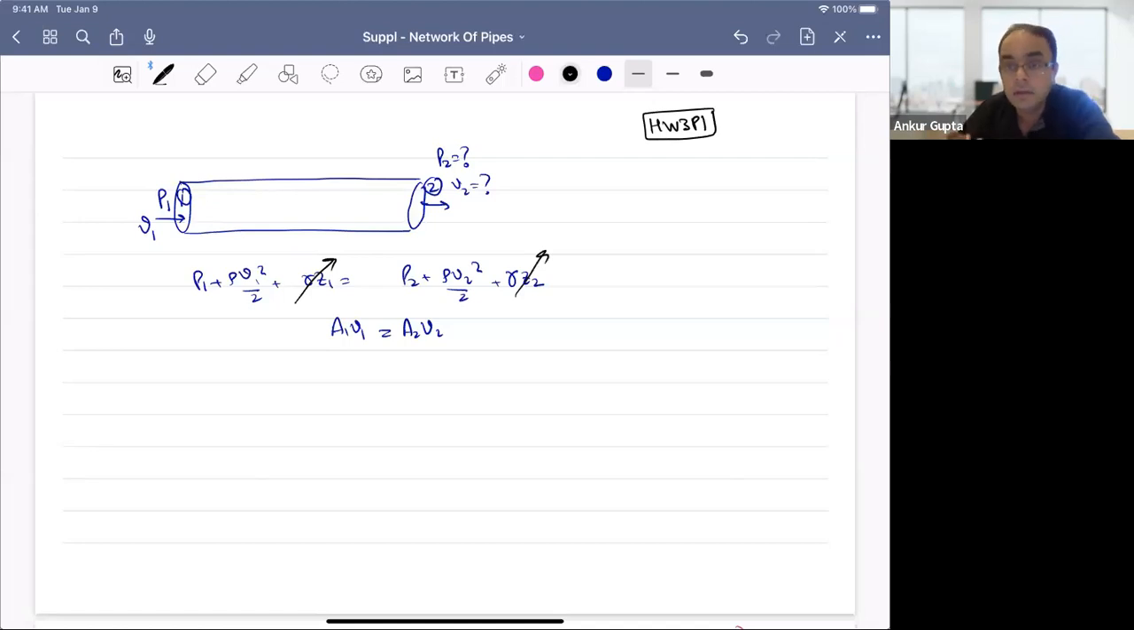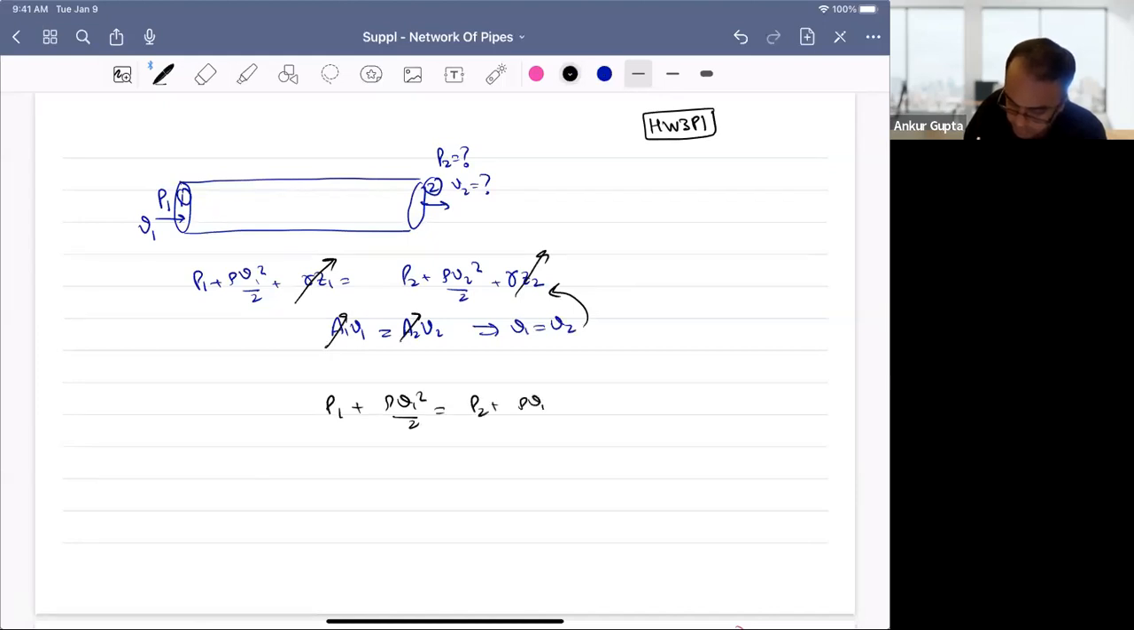And then we are also given that it's the same pipe, so the cross-sectional area is the same. We're not bending the pipe, it's just a straight pipe. So A1 equals A2 and goes away, so V1 is equal to V2. If we substitute this in, we get P1 plus rho V1 squared over 2 is equal to P2 plus rho V1 squared over 2, because V1 is equal to V2, and so basically we get P1 is equal to P2.